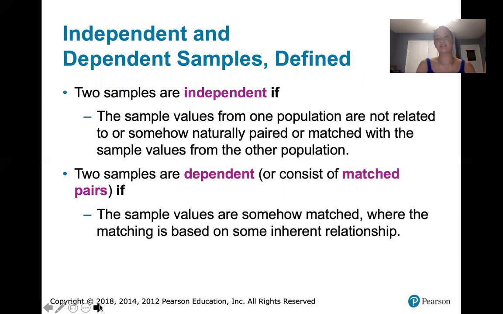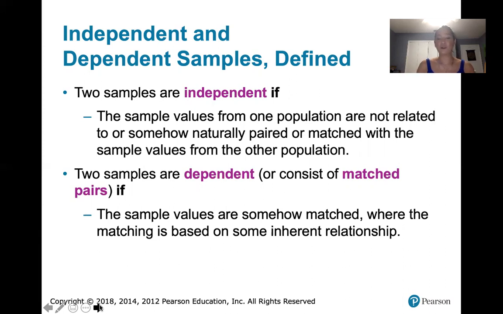So a couple of examples of dependent samples would be data from a husband and his wife. So if we have the data from one partner and the data from the other partner, and we're pairing those together, that would be a pair of dependent samples. If you're looking at data from twins, you've got one twin and the other twin. Well, those would also be naturally matched with each other.